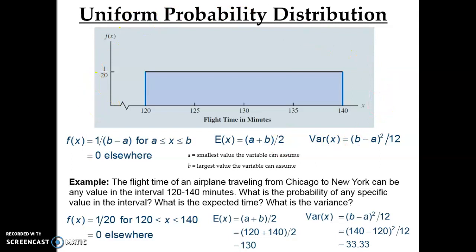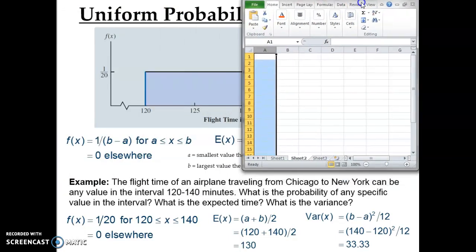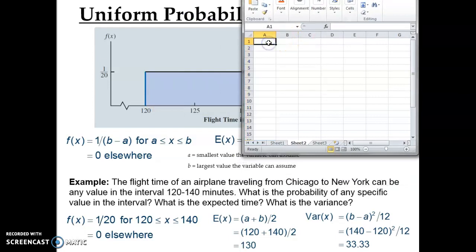To do this, we are going to first put the possible values that X can take. Because we're dealing with flight time, we know our X values could be anywhere from 120 to 140. So that's going to go in our first column: 120, 121, 122, all the way down to 140.